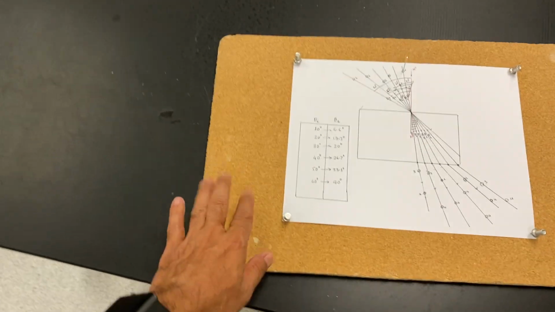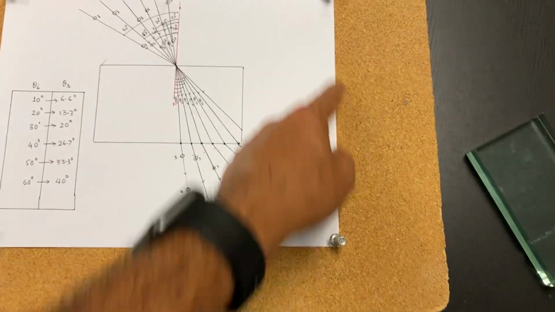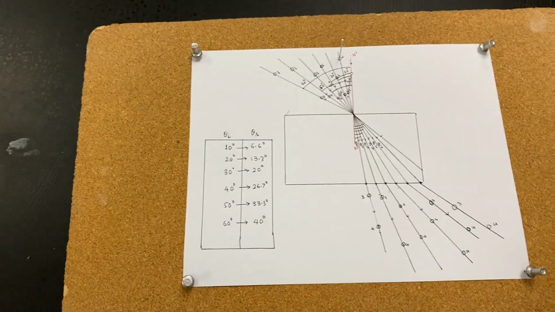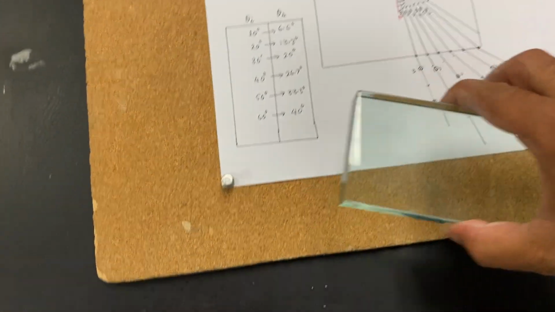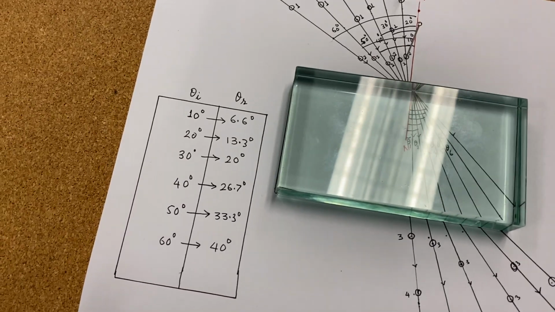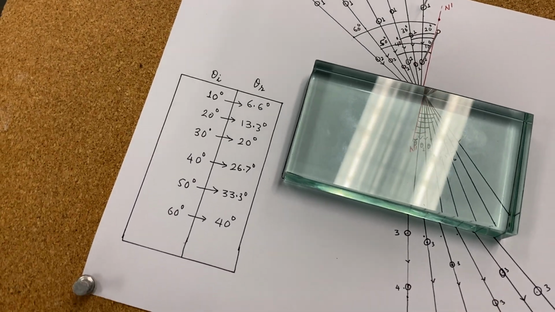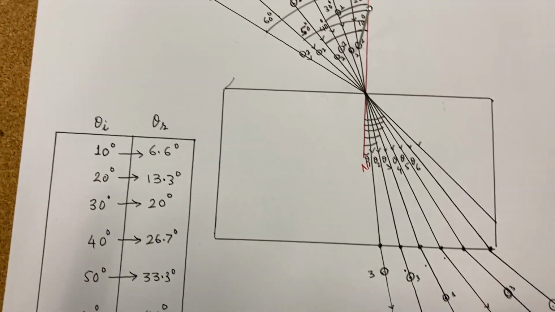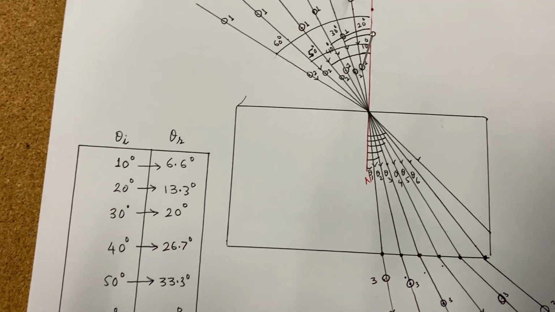And I take a cork board. You can see this is a cork board. And on the cork board, I place a sheet of paper. Then I use a pin, like this, to fix the paper. And then here in the middle, I take a glass slab and keep it there. And using my pen, I drew the outline like this, so that I get the rectangle. That is the outline of this glass slab.